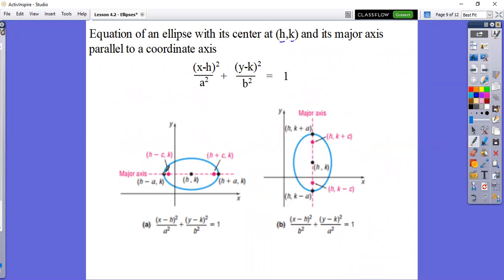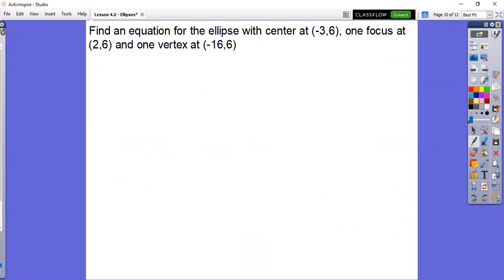So here's one example where the major axis is parallel to the x-axis, which means the major axis will be y equals something. And then here's one where it's parallel to the y-axis, which means that it will be x equals something. So this is very similar to the first equation. The major difference here is that h and k are involved now, and it's just x minus h, y minus k. So let's take a look at what we could do with this equation.